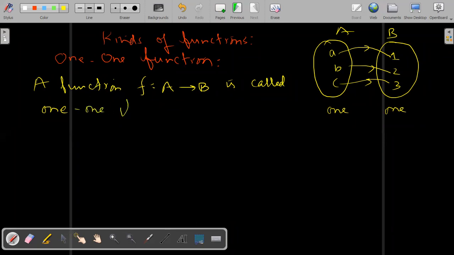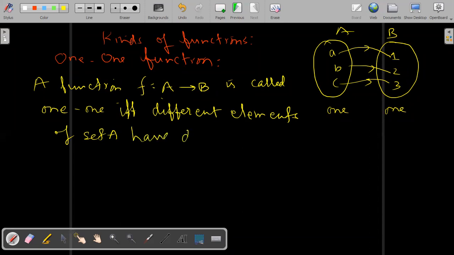In other words, it is called one-one if and only if different elements of set A have different images in set B. So different elements have different images. Thus we should write it like this.